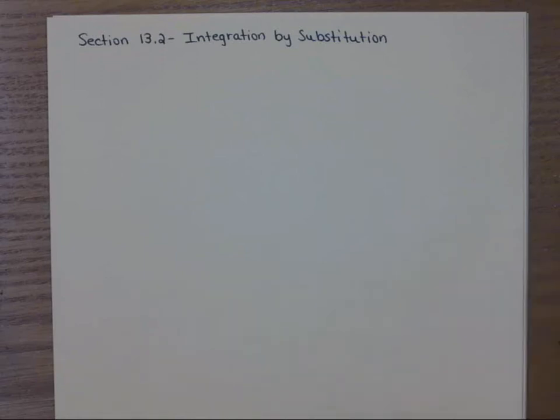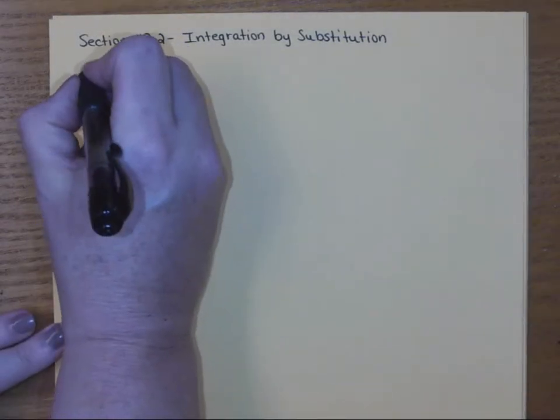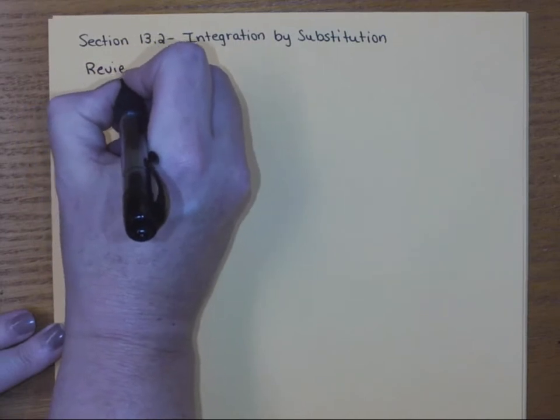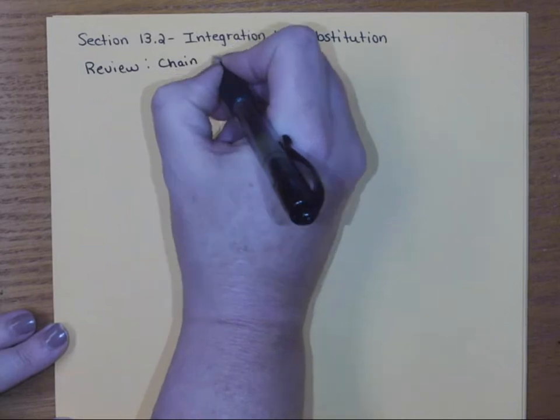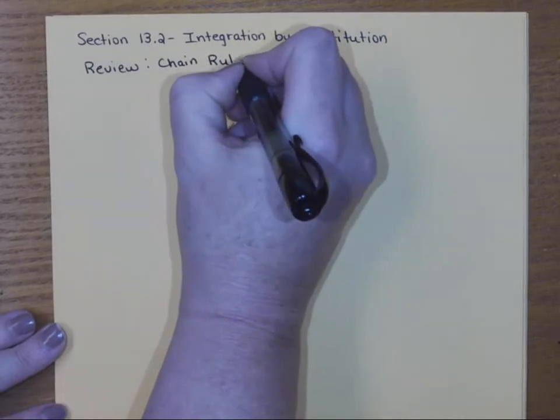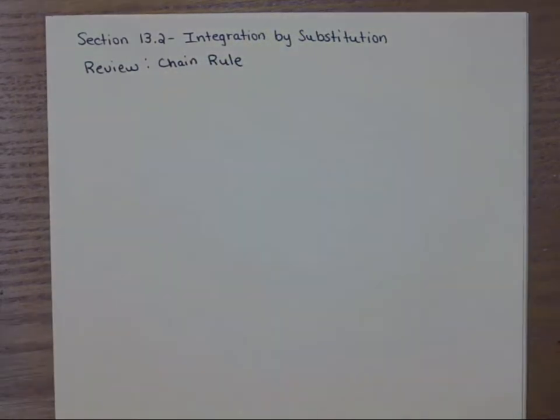All right, so last time we looked at a process called integration, which was for finding the antiderivative. So that is for when you know the derivative and you want to go backwards and find what the original function was. Okay, but before we do that, I want us to review chain rule.